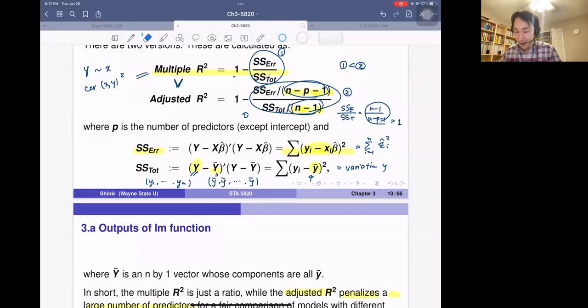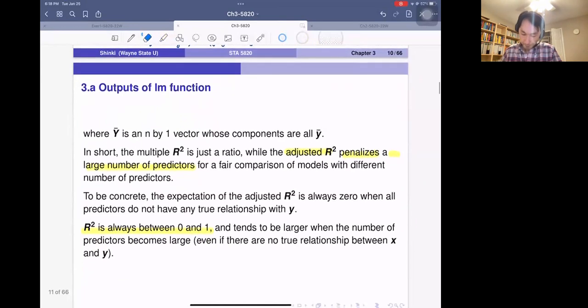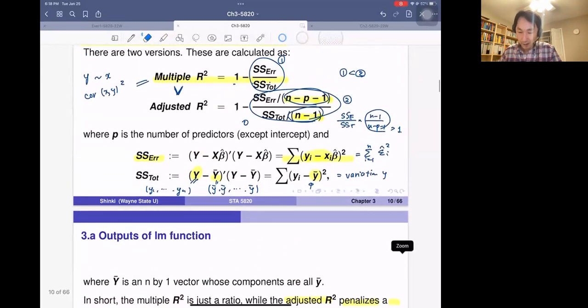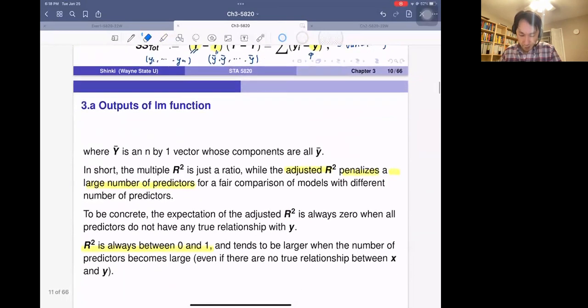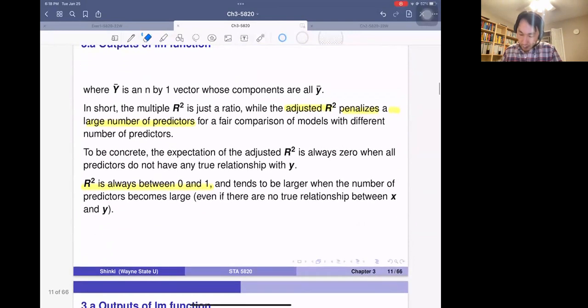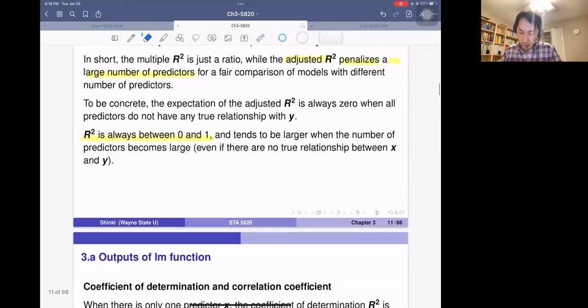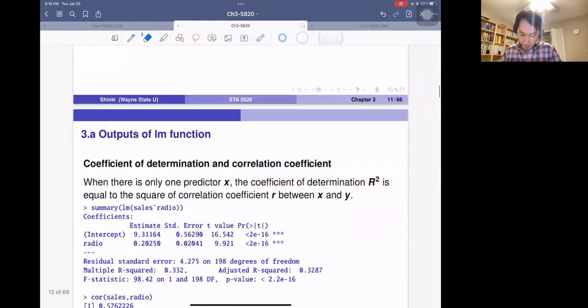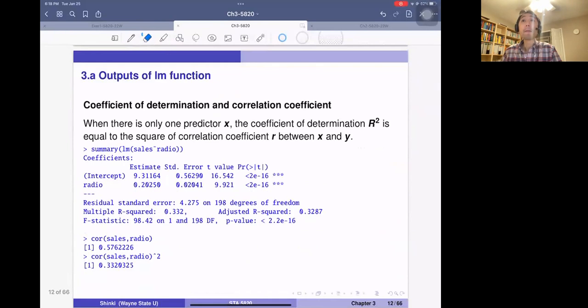If we just throw away all the xi's, SS error is the same as SS total. So it's never less than 0, and it cannot be more than 0, obviously. If predictors explain all variation in y, then multiple R square is 1. So that is between 0 and 1. And that tends to be larger when the number of predictors becomes large.